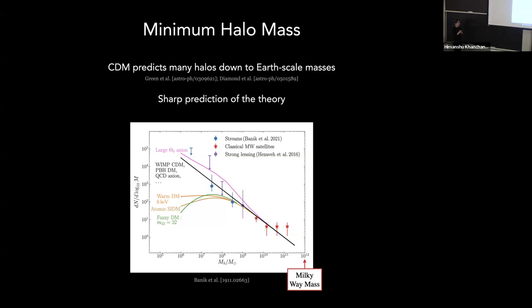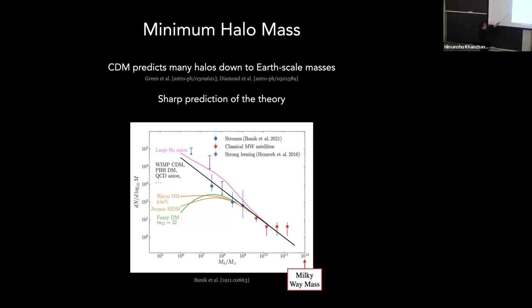So extrapolating down here, any structure that you're getting down there would be dark subhalos just flying around in the Milky Way. And a very crisp prediction for cold dark matter is that as you go down to those lower masses, you're predicting more and more and more of those dark substructures.